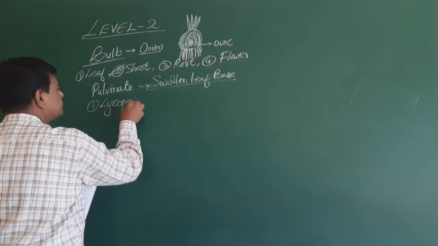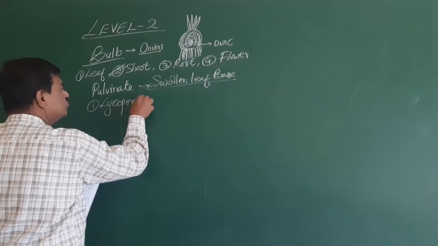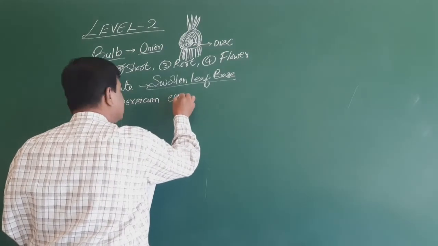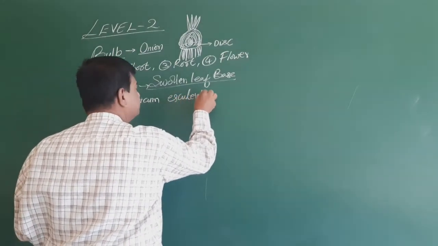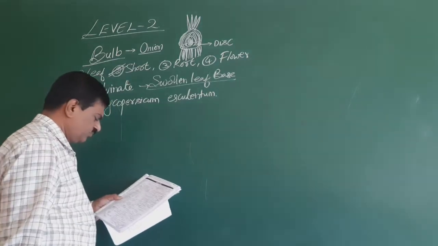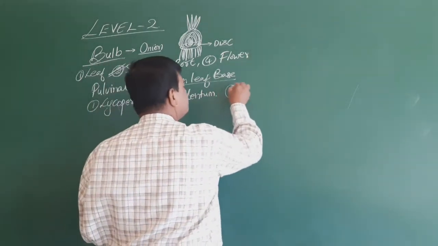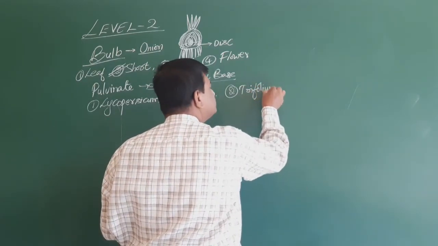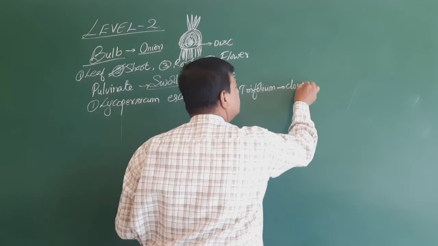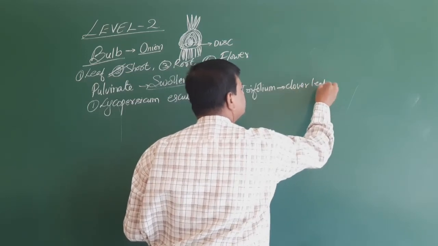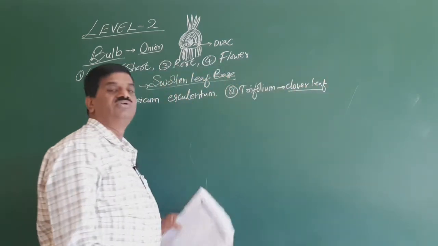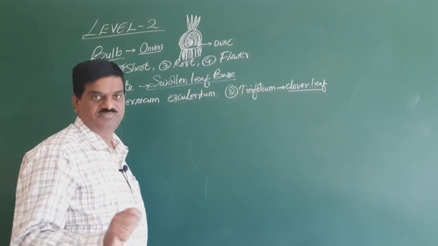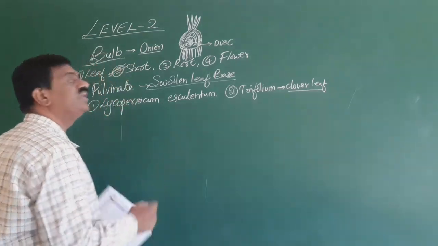Lycopersicum esculentum. This is the first one. The second one is called Trifolium. So this Trifolium can be noticed in the clover leaf. Clover is nothing but, in Kannada, we use the word lavanga. So it is called clover leaf.